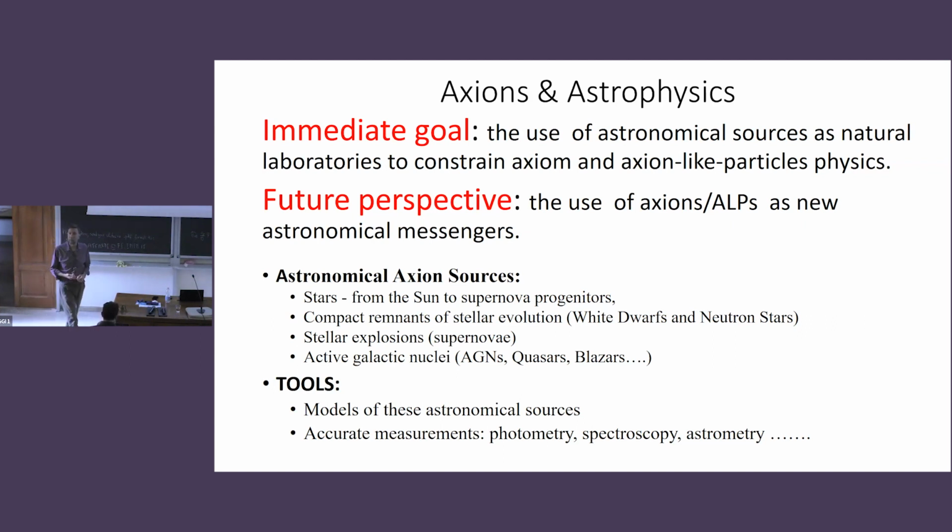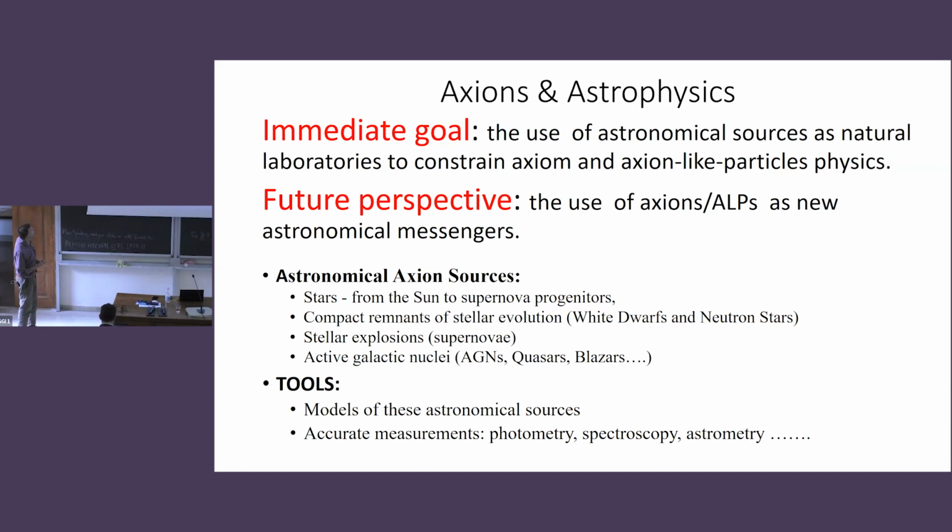For instance, I don't know if Sebastian Hof is here. Okay, he's there. He has recently uploaded to the arXiv a paper in which he shows how it could be possible in the future to use the axions emitted from the sun to investigate the internal temperature in the core of the sun. But there are also other examples, and some of them I will show later.